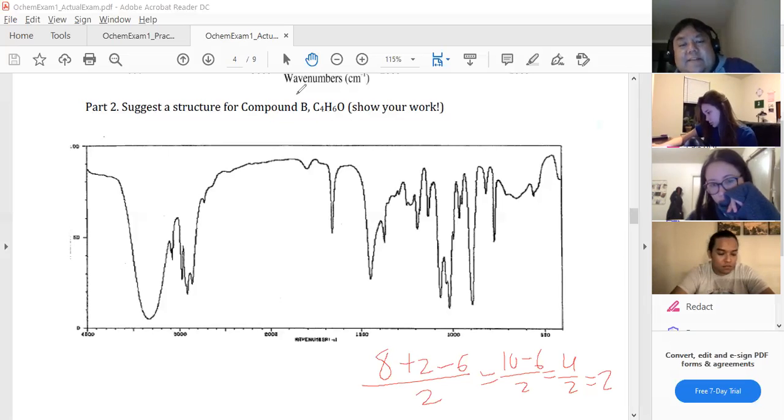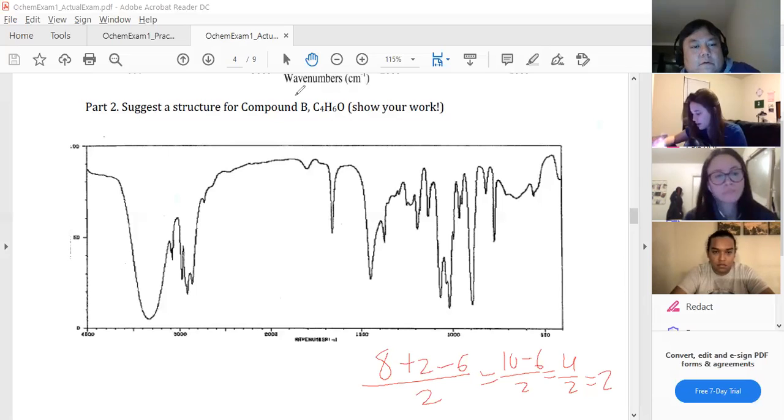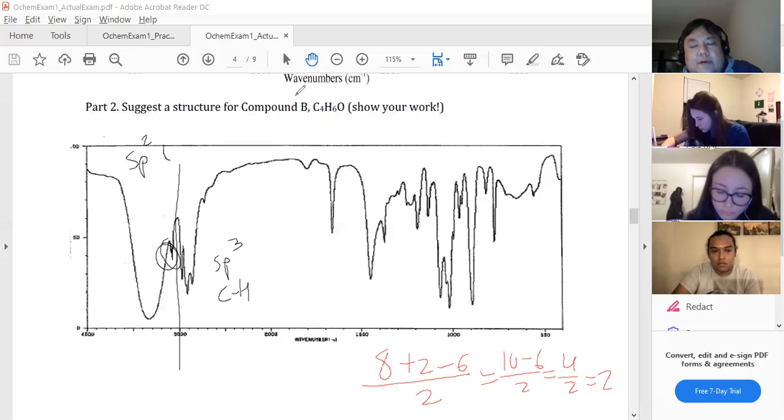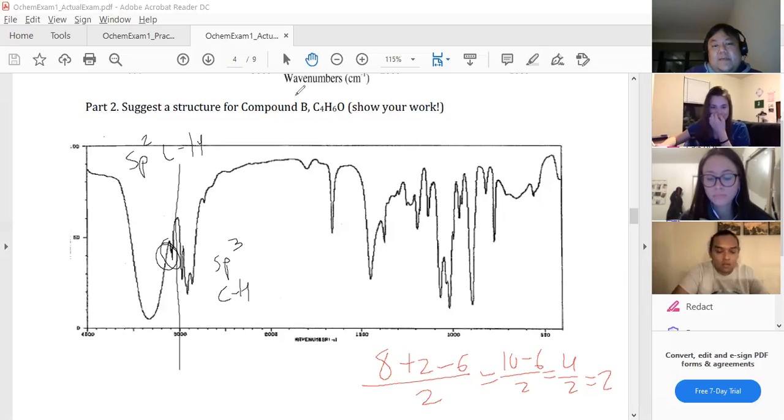So like you guys said, the first thing I do is I draw my line. Do I have peaks below 3000? Yes, so I have sp3 carbon hydrogen. Do I have peaks above 3000? Yes, so I have sp2 carbon hydrogen. Do you guys see that? It's hidden, right? It's kind of tucked away. You can almost miss it. What is the big functional group that is jumping out at you? An alcohol. It's an alcohol, right? This is as clear a sign as you can get that that is an alcohol.